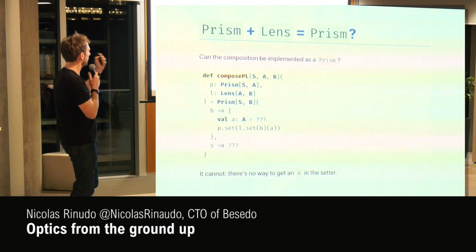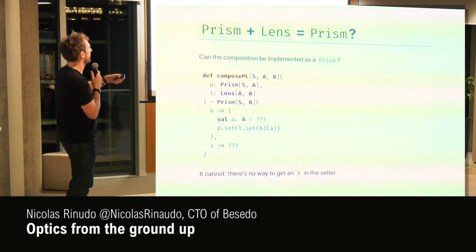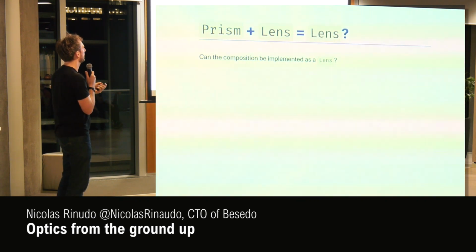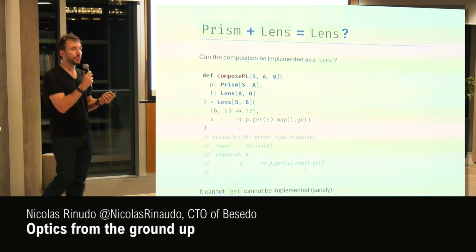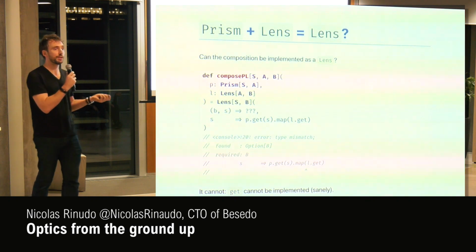And so we can't do that composition. So maybe it's the other way around. Maybe prism composed with lens gives us a lens. But we hit exactly the same problem. We have somehow to get the final value here, which is an option of A, I suppose. Yep, option of A. And to get the A outside of the option, which you can't do. You can't do that in sane code anyway.